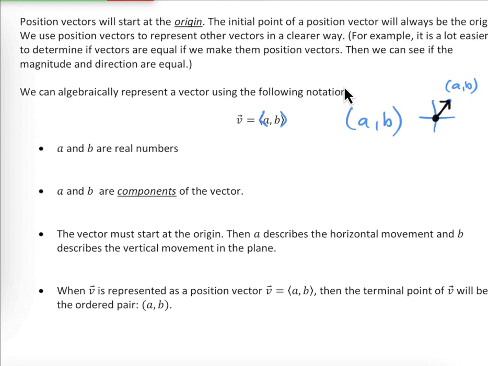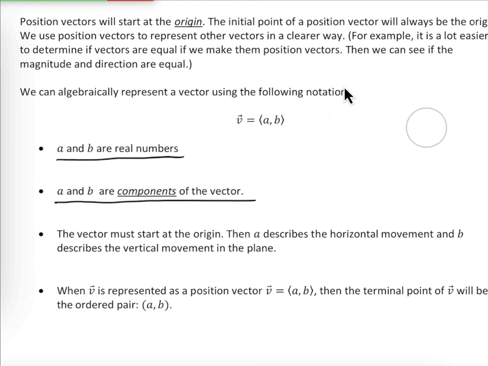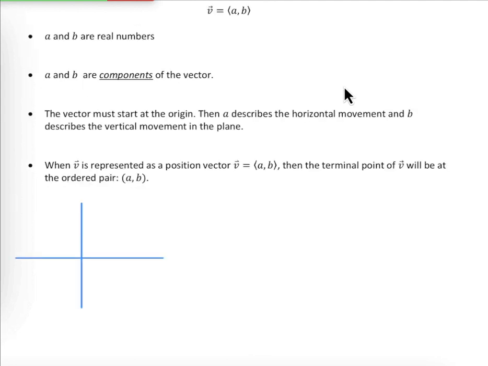We would call A and B the components of the vector, and these are real numbers where my vector would terminate if we were a position vector that started at the origin. So let's say this down here again, slightly differently and with a more clear image. So we've got a vector V that is our position vector indicated with pointy brackets, which says that it starts at the origin, and when V is represented with this pointy bracket notation, the terminal point of our vector is going to be at the ordered pair.